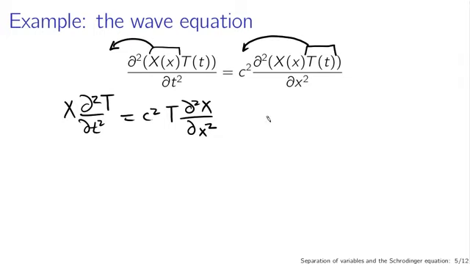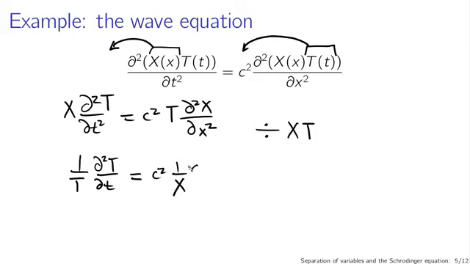And the next step is to divide both sides of this equation by XT, by basically dividing through by u. In order for this to work, we need to know that our solution is non-trivial, meaning if X and T are everywhere 0, dividing through by this will do bad things to this equation. But what you're left with after you divide by this is 1 over big T, second partial of big T with respect to little t, equals c squared 1 over big X, second partial of big X with respect to little x.